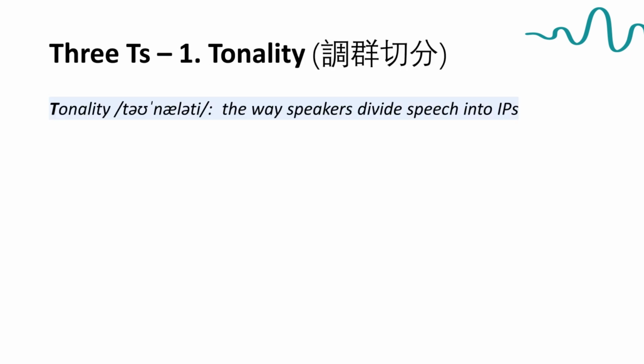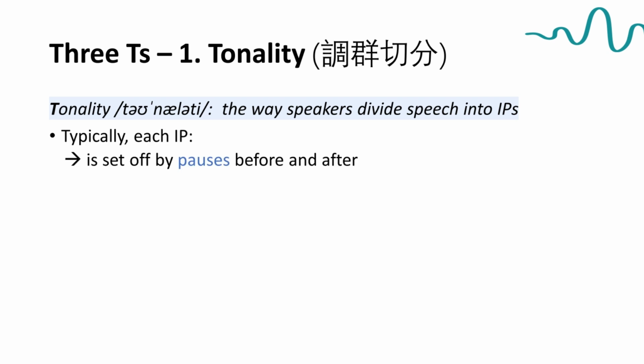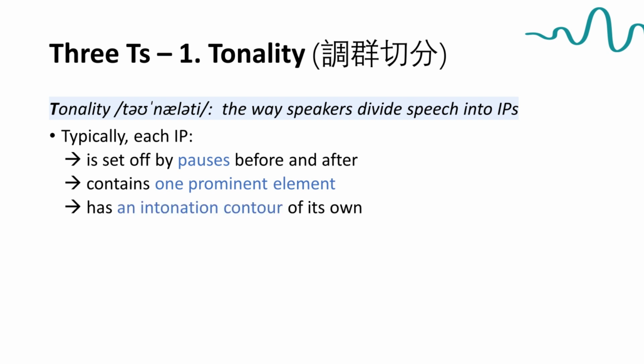Tonality is concerned with the division into IPs. Typically, each IP can be set apart by pauses before and after. It contains one prominent element, and it has its own intonation contour. Besides, it has a grammatically coherent internal structure.